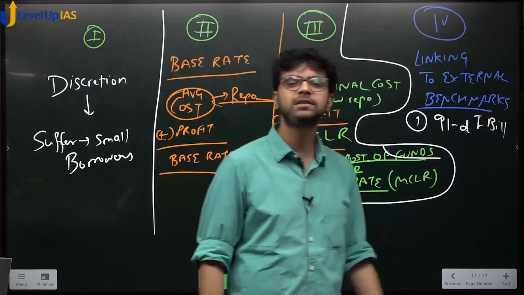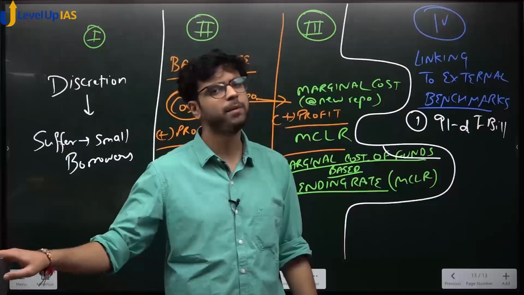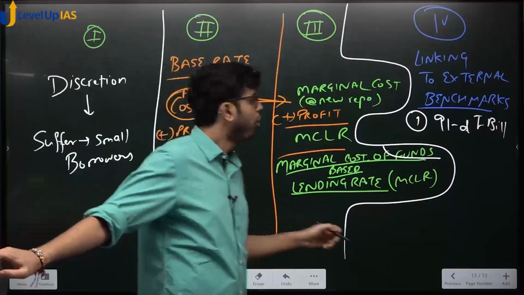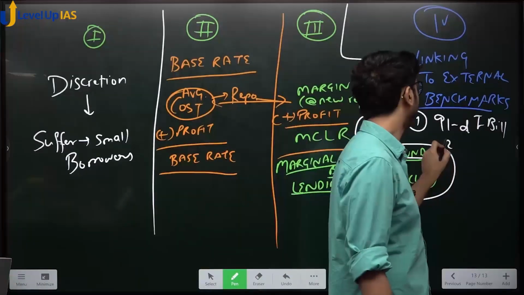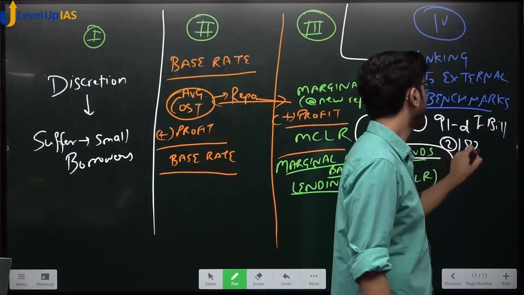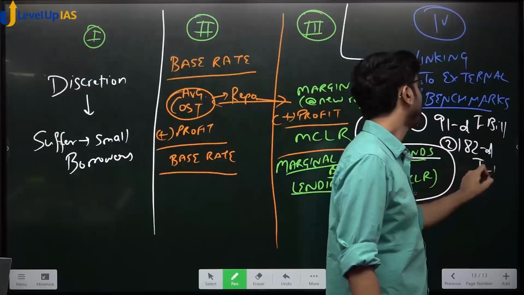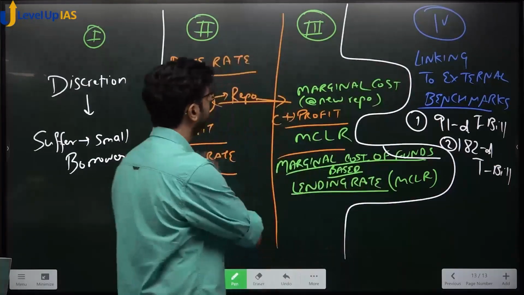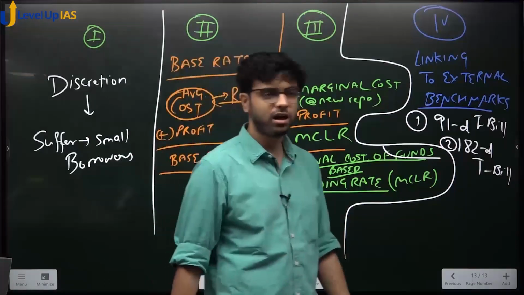A 91-day treasury bill rate means the bill will expire after 91 days. Remember, we are talking about short-term funds. Or link it to the 182-day T-bill rate. We are yet to speak about treasury bills. It will come in monetary policy only, but since we are covering the different regimes, we are here.